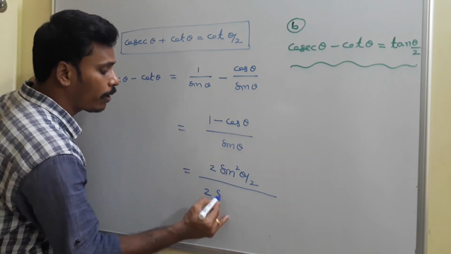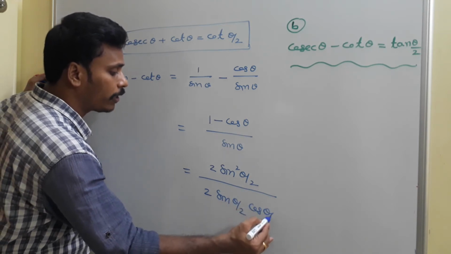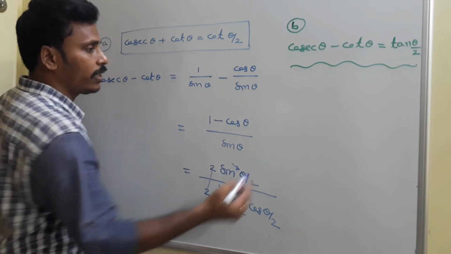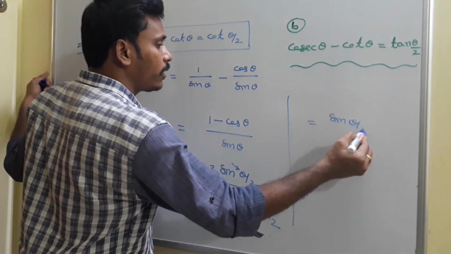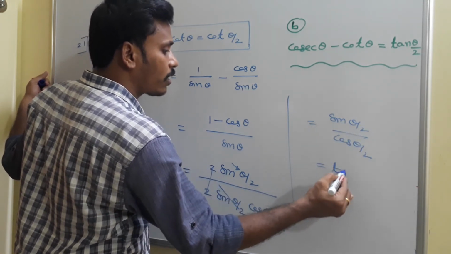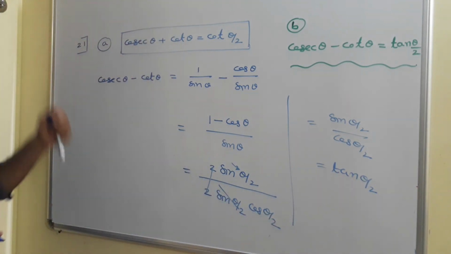Whereas here again the denominator is what? 2 sin theta by 2 cos theta by 2. 2 and 2 will get cancelled. Sin theta by 2 and 1 sin theta by 2. So you are left with sin theta by 2 divided by cos theta by 2, and that results in tan theta by 2. That's one part.